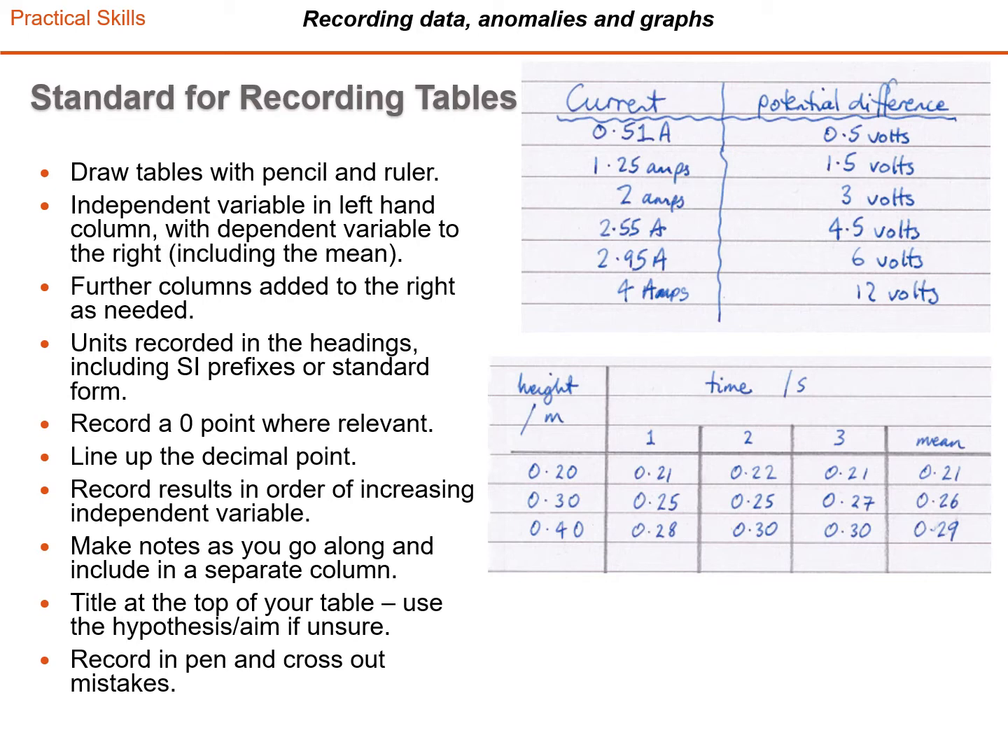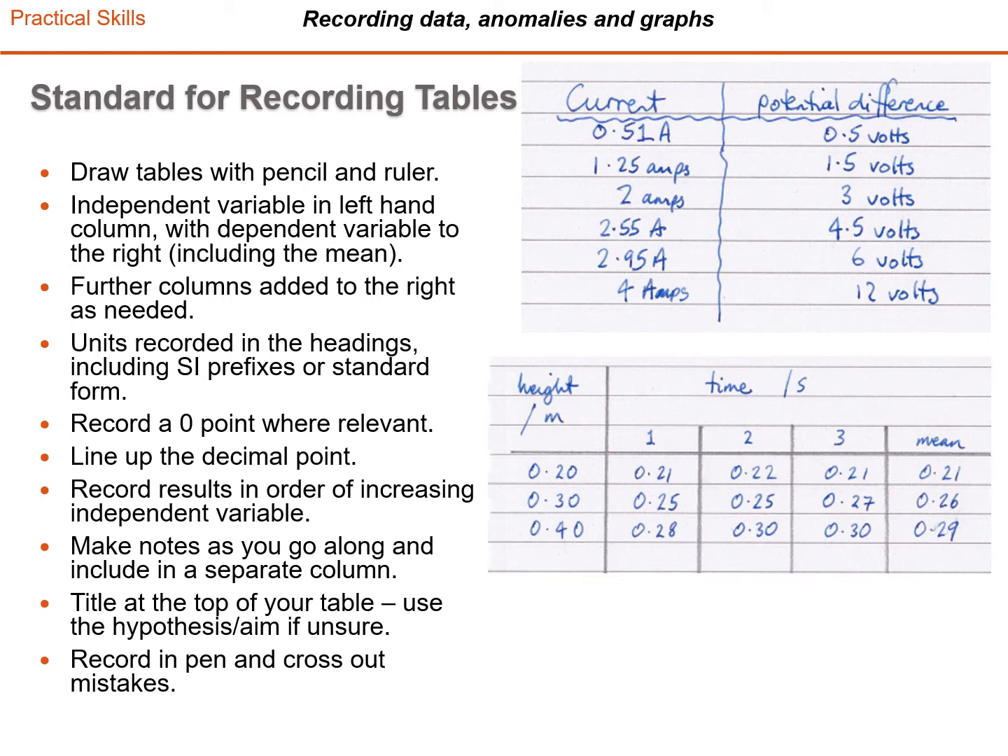Units should not be recorded alongside numbers, rather units should be recorded in headings, including any SI prefixes or the standard form exponential where relevant. If it's possible or practical to record a 0 point, it's always worth recording that to ensure that at the 0 value of the independent variable you know what the dependent variable is. That can then be useful later on when drawing graphs.